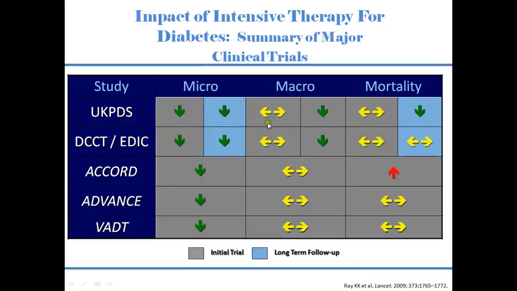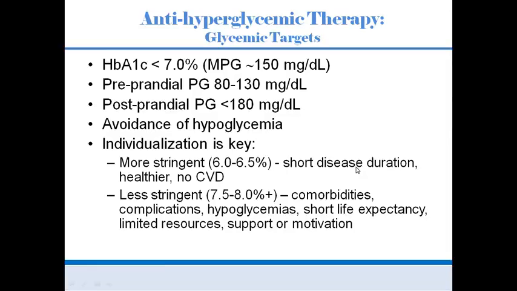In ACCORD, it was seen that there was excessive mortality with intensifying therapy, and this excessive mortality was actually because of the increased hypoglycemic episodes in these patients. Intensifying the therapy led to hypoglycemias. So that's what we need to be very careful about. The main complication we have to be very careful about in diabetic patients when we are intensifying therapy is hypoglycemia, because that can lead to increased mortality.